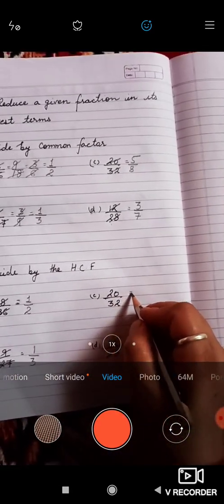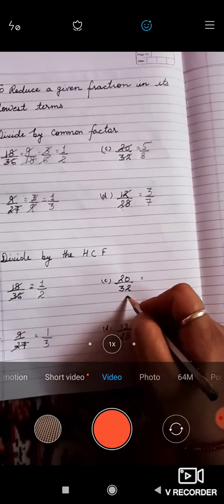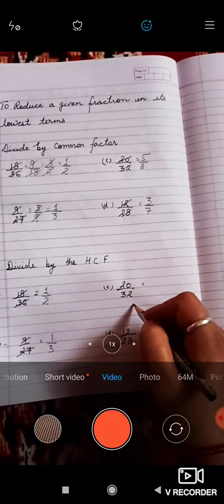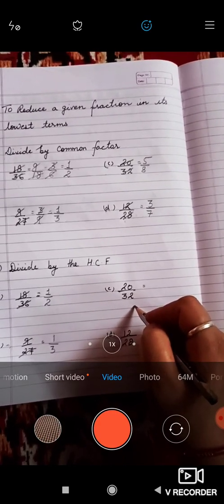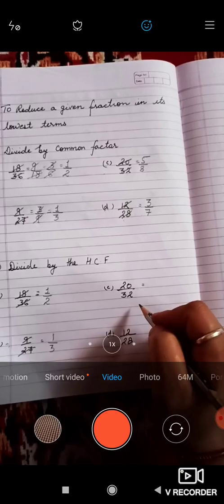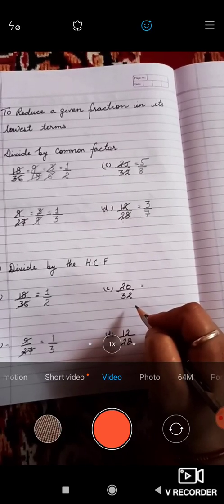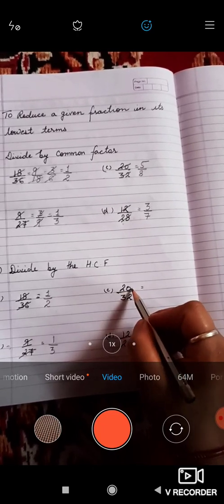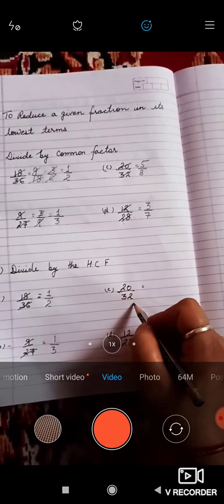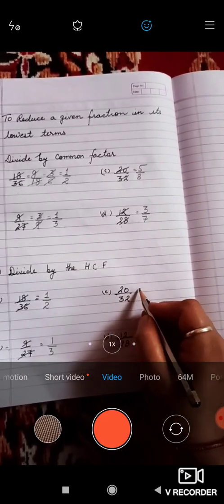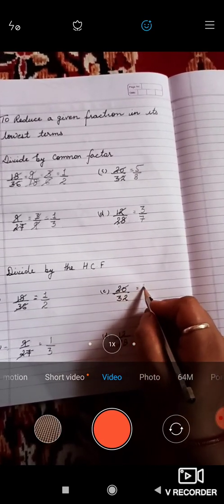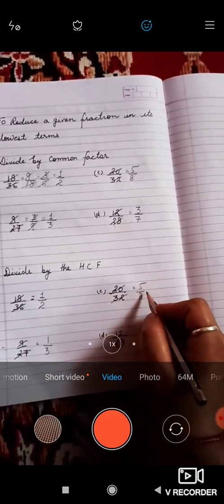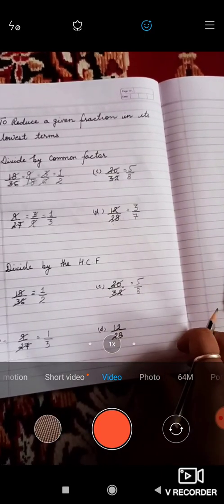Now the next example is 20 upon 32. For these two numbers, 4 is the HCF. First you have to take out the HCF in rough. I am not taking it out here, but by following this method you have to find out the HCF. So the HCF for 20 and 32 is 4. So now we will divide by 4. You divide 20 by 4, you will get 5. And when you divide 32 by 4, you will get 8. So 5 upon 8 is the lowest term.